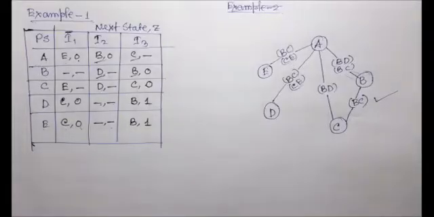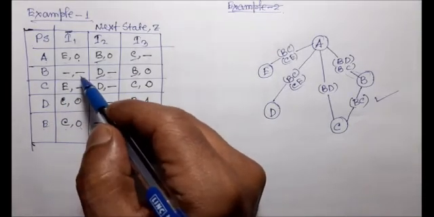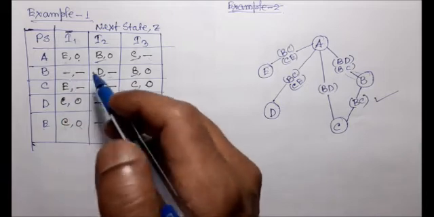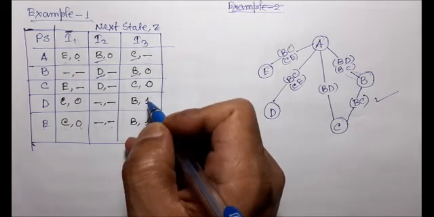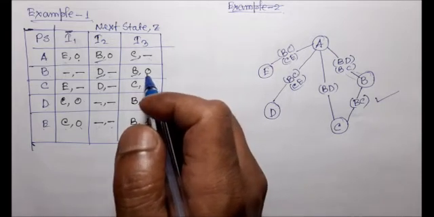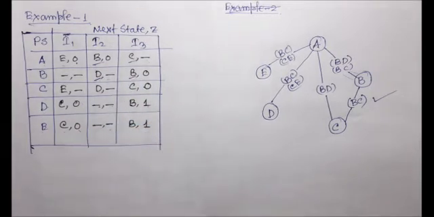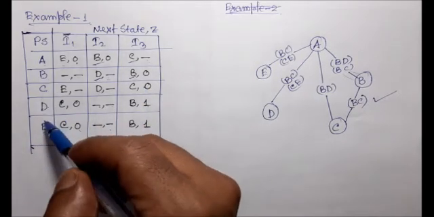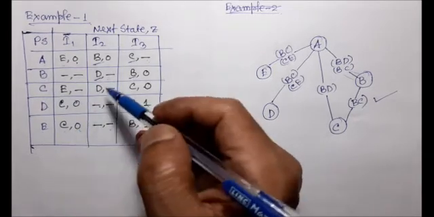Consider B and D. Here the output is the same. Here 0, here don't care, and here also don't care. Here is 0, here is 1. So the output is in conflict. So there is no arc between B and D, because the output is in conflict. Now consider B and E. Here the output is don't care, here 0, don't care.